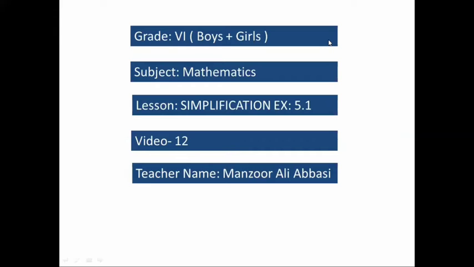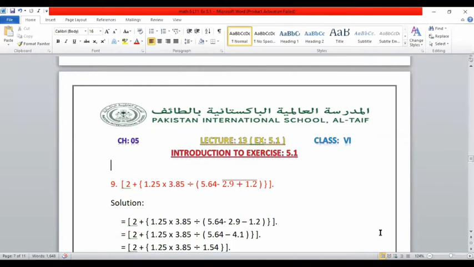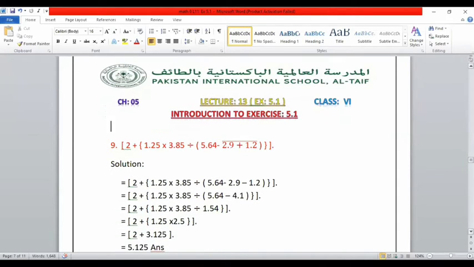Dear student, in the previous two lectures, lecture number 10 and lecture number 11, we discussed chapter number 5, about brackets, types of brackets, and binary operations: plus, minus, multiplication, division. Dear student, here we have to add these decimal fractions which are given here, and we have to solve the brackets.